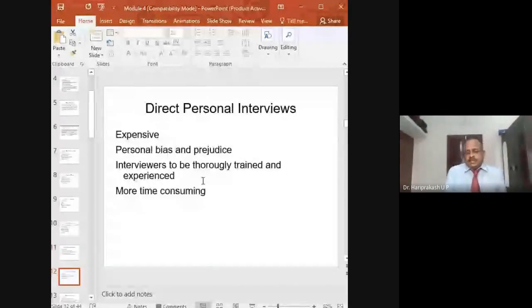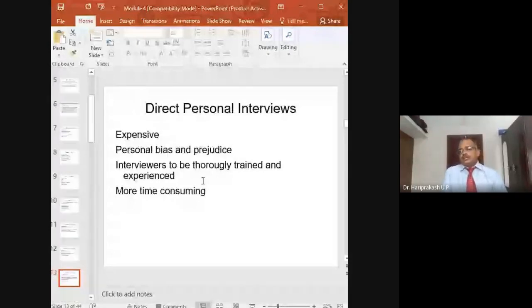Disadvantage: it is an expensive method of data collection. Personal bias and prejudice is there. Interviewers must be thoroughly trained and experienced. Anybody and everybody cannot conduct such data collection. They should be experts in that area. It is also more time consuming; it consumes more time.